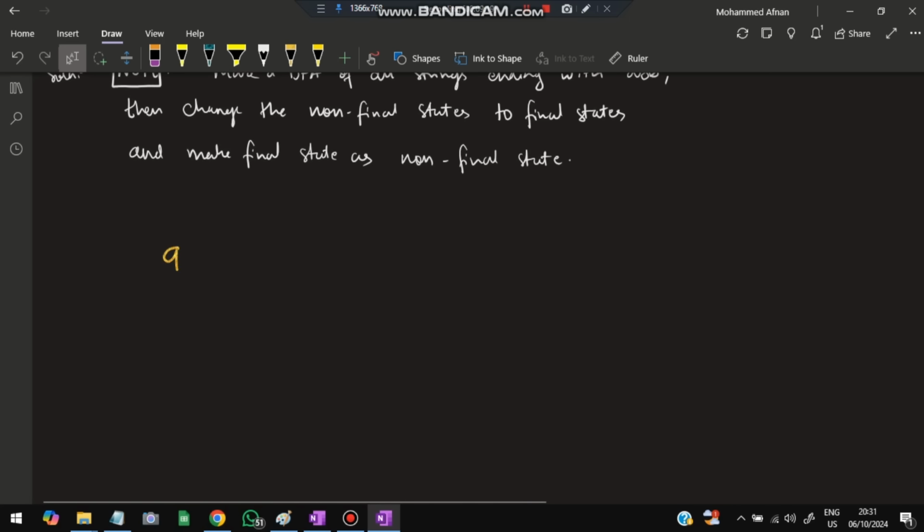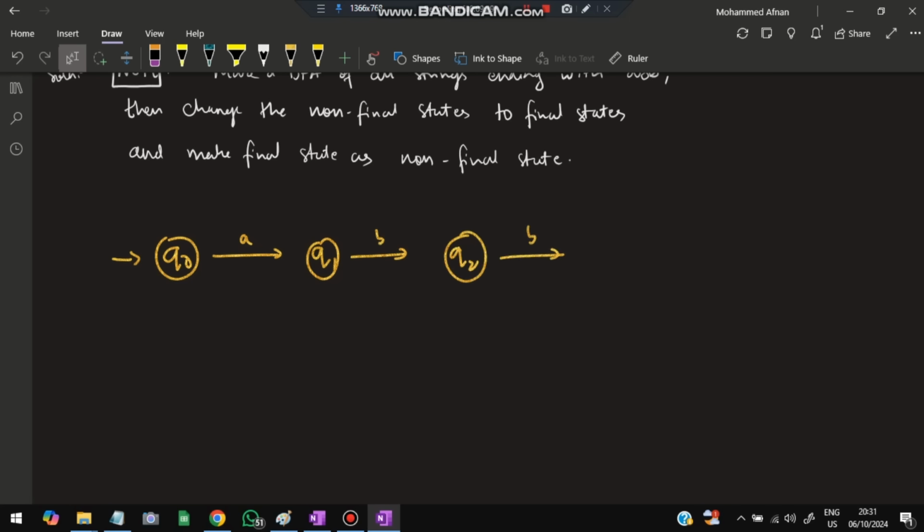So this is Q0 here. Okay, ending with ABB, the least string will be ABB, right? A, B, B. This is the least string, Q3. Okay, and this is the final state here.